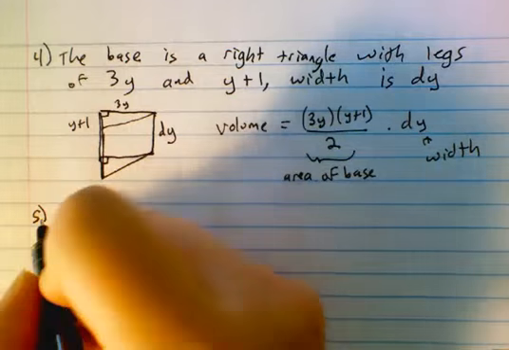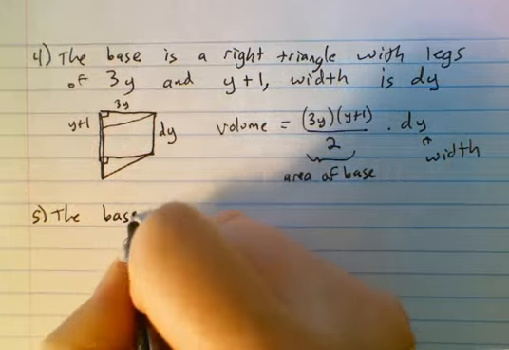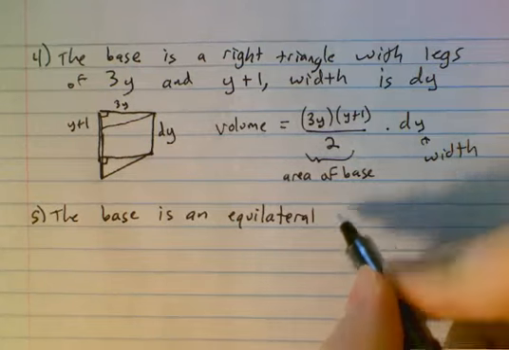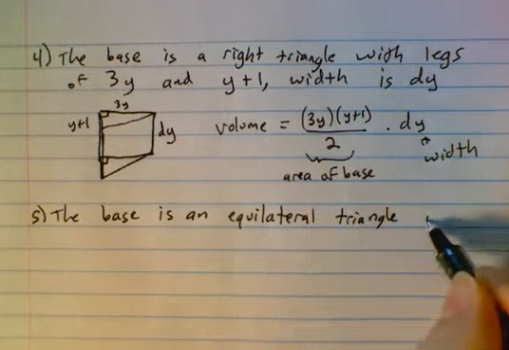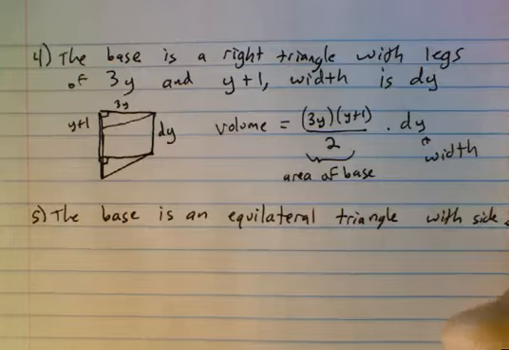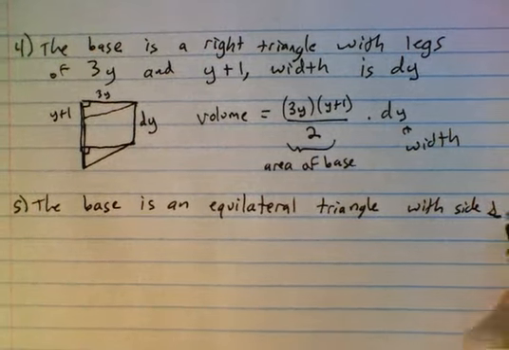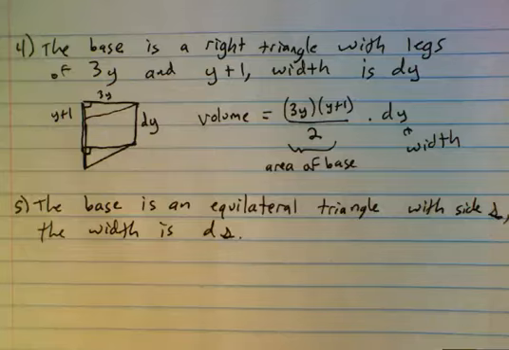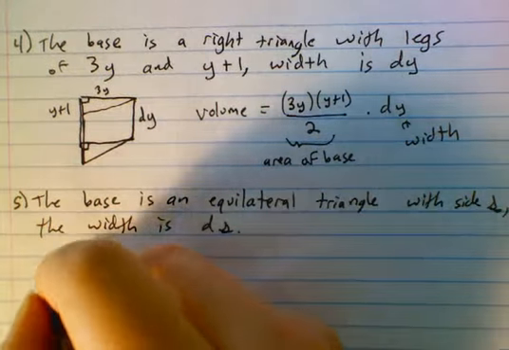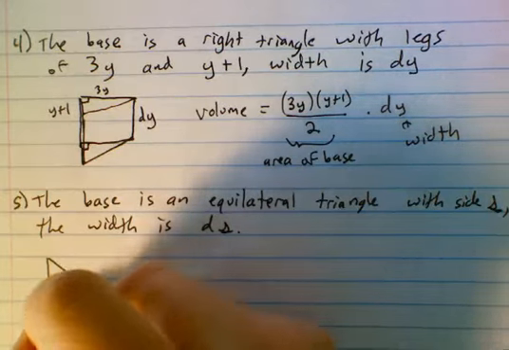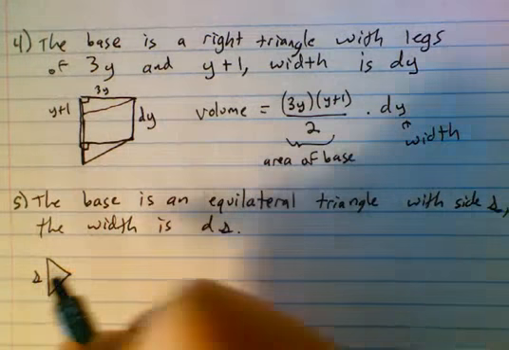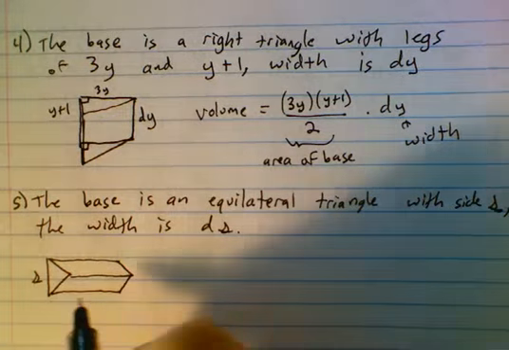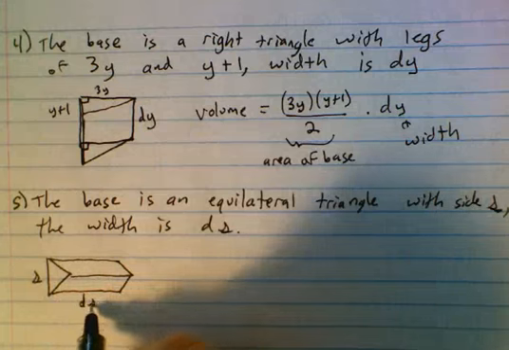Final one is using our new-ish formula. The base is an equilateral triangle with side S, the width is ds. So just for kicks, I'll draw it over here. So that's my best shot at an equilateral triangle. One side is S, meaning all the sides are S, and then we can make that into a prism. And we're told that the width or the height is ds here.